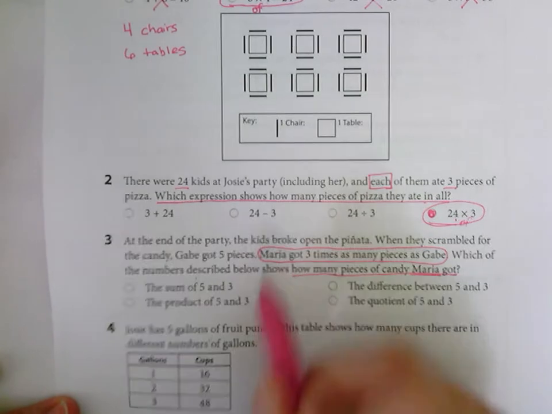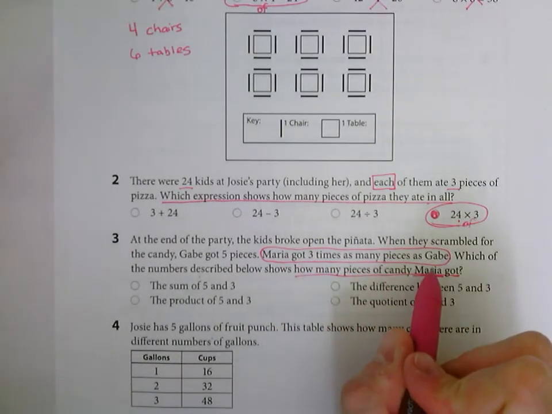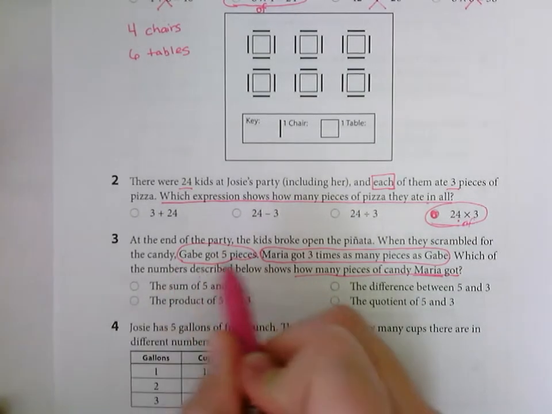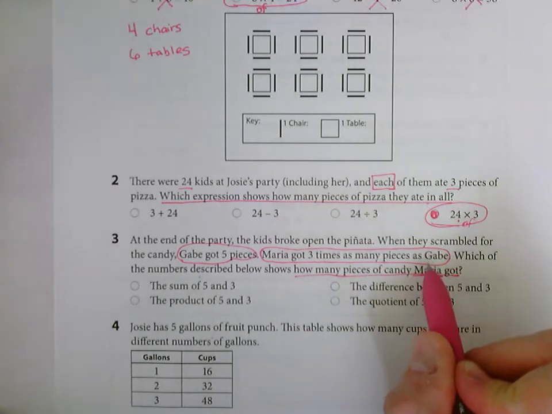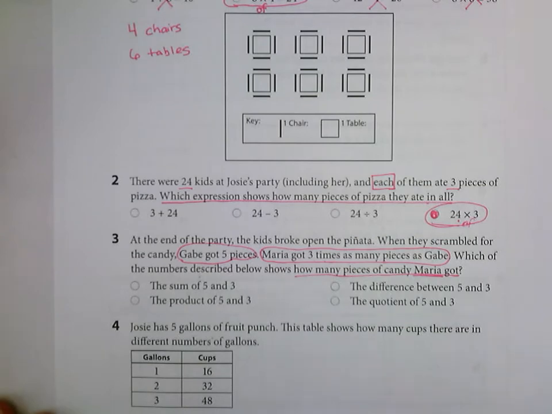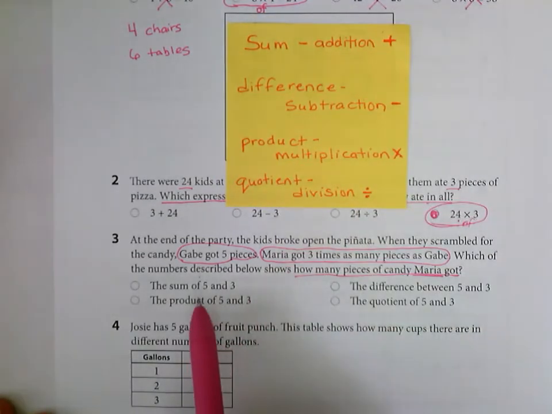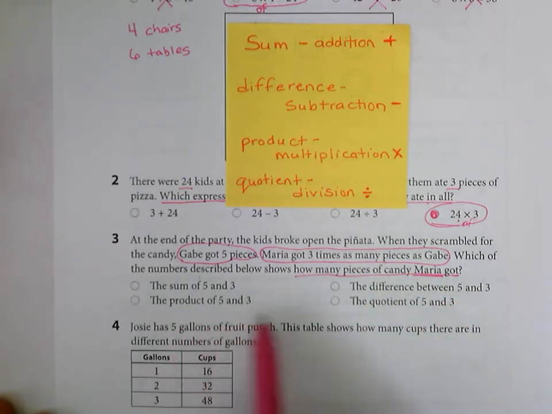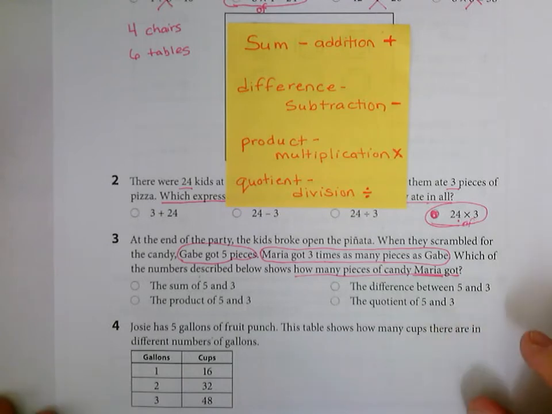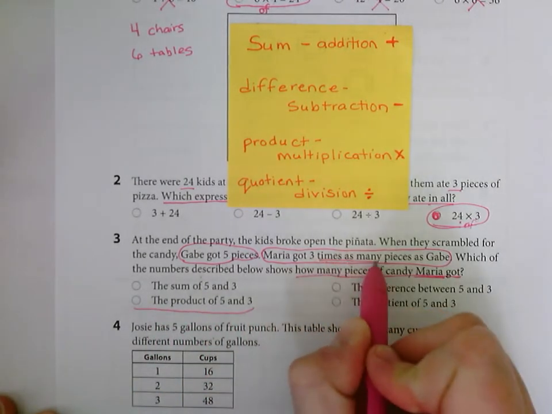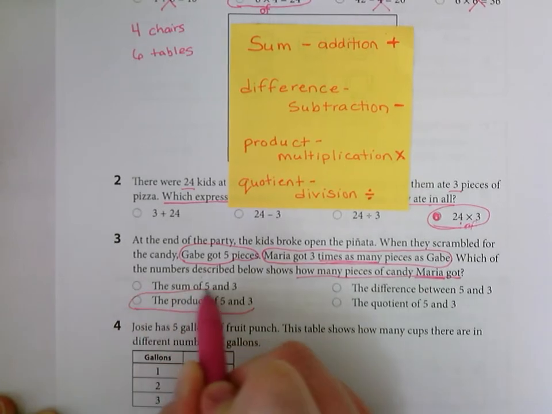She didn't get 3 pieces. She got 3 times as many as Gabe got. So we have to go back and look and see what Gabe has. Gabe had 5 pieces, and Maria had 3 times as many as Gabe. So she had 3 times more than Gabe had. So again, I got to go back to my vocabulary here. Am I looking for the sum of 5 and 3, the difference of 5 and 3, the product of 5 and 3, or the quotient of 5 and 3? If you said the product, you are correct. 3 times as many means we're going to be multiplying, and the answer in a multiplication problem is the product.